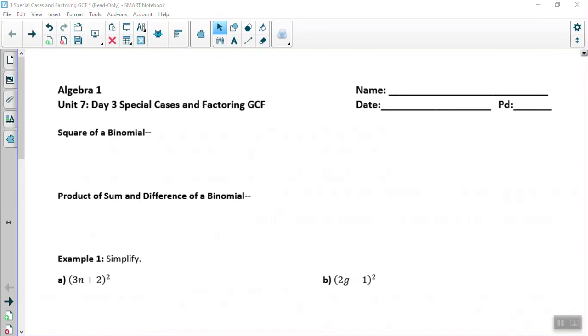So let's talk first about the square of a binomial. Remember, a binomial is something with two terms in it. So if we square a binomial, what happens?